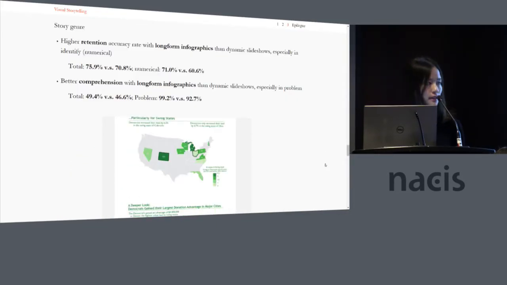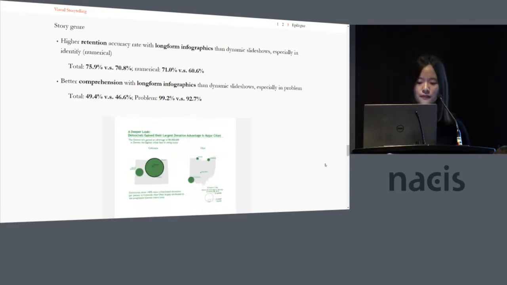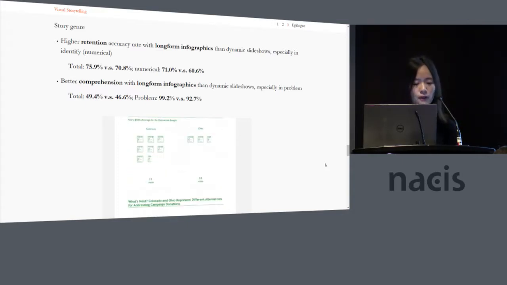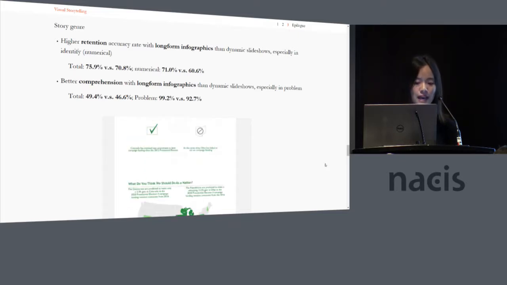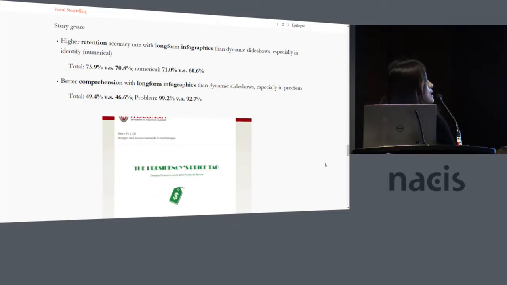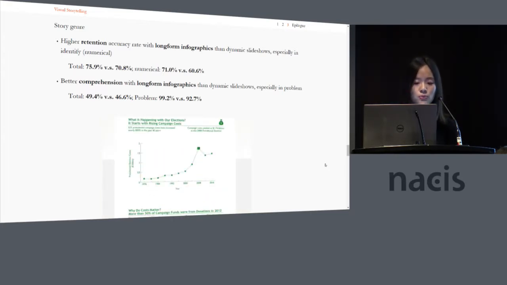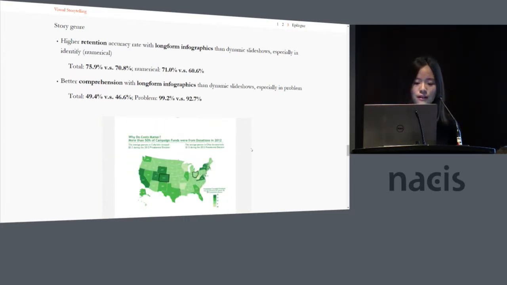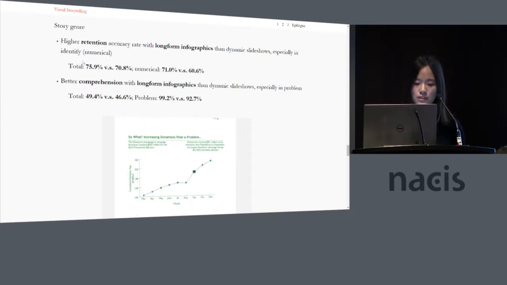The second general finding is the story genre. Actually, this finding is really interesting and diverging. First, there was a higher retention accuracy rate with long-form infographics than the dynamic slideshow, especially in identifying numerical facts. So here is the result of the overall retention accuracy rate.